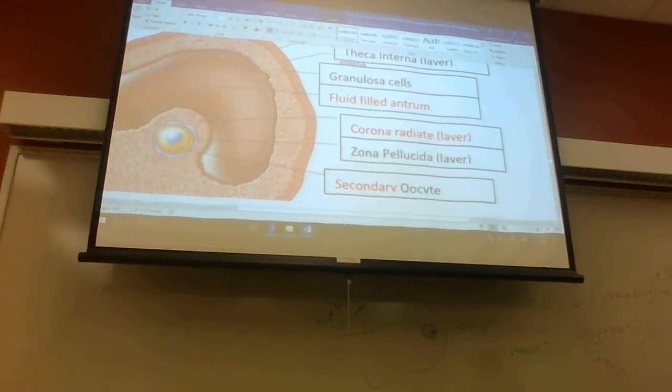And this is a secondary oocyte right here. And I know that's confusing because it's the end of meiosis one.